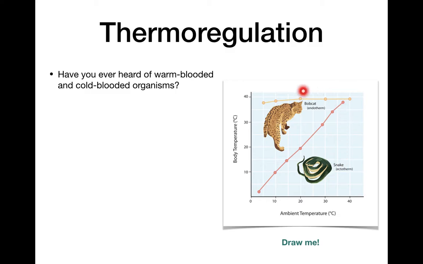This is the first graph you need to draw in your notebook. You don't have to draw the bobcat and the snake, but you should definitely include the lines, label them, and show the temperature gradients on both axes.